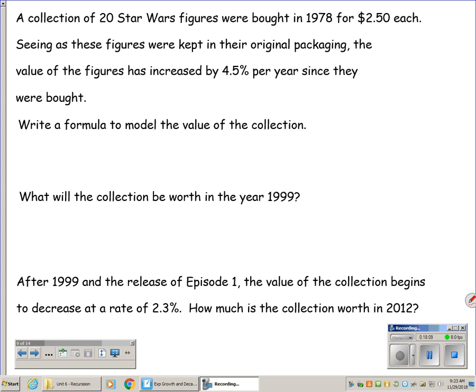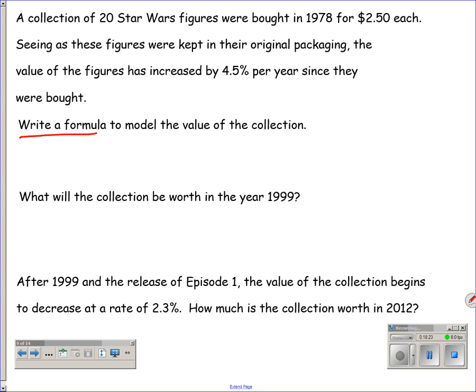Okay, it says a collection of 20 Star Wars figures were bought in 1978 for $250 each. Seeing as these figures were kept in their original packaging, the value of the figures have increased by 4.5% per year since they were bought. Let's write a formula to model the value of the entire collection. So remember, if we need any formula, we just need an A and a B value. So we have our formula.